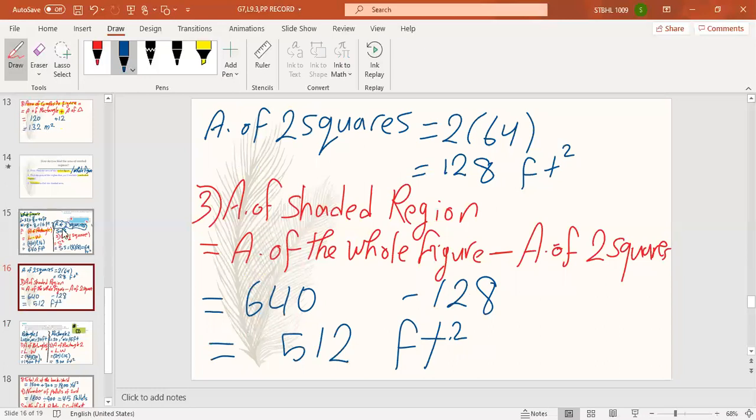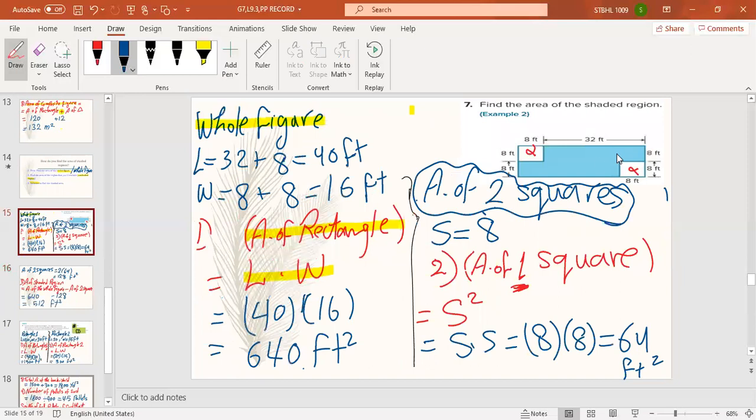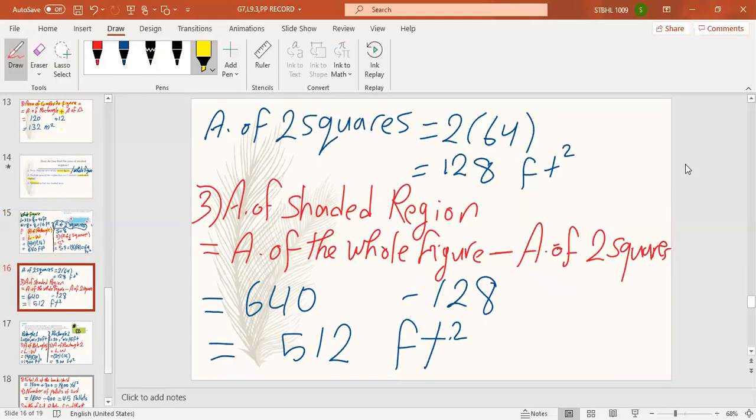And now I want to go back to the figure again. We need to find the area of the shaded region. So I'll subtract the area of the white squares from the area of the whole figure, which is the rectangle, to get the area of the shaded region. It will be the area of the whole figure minus the area of 2 squares equals 640 minus 128 equals 512 square feet.